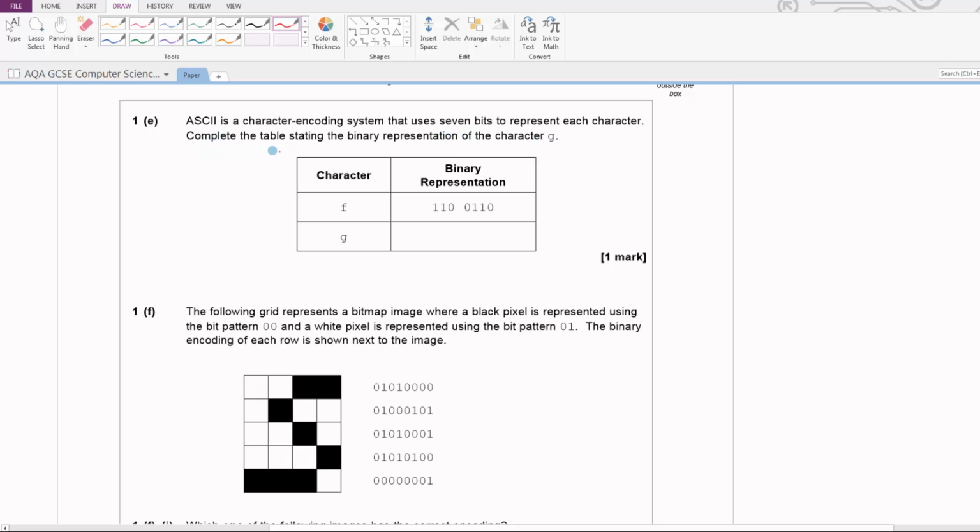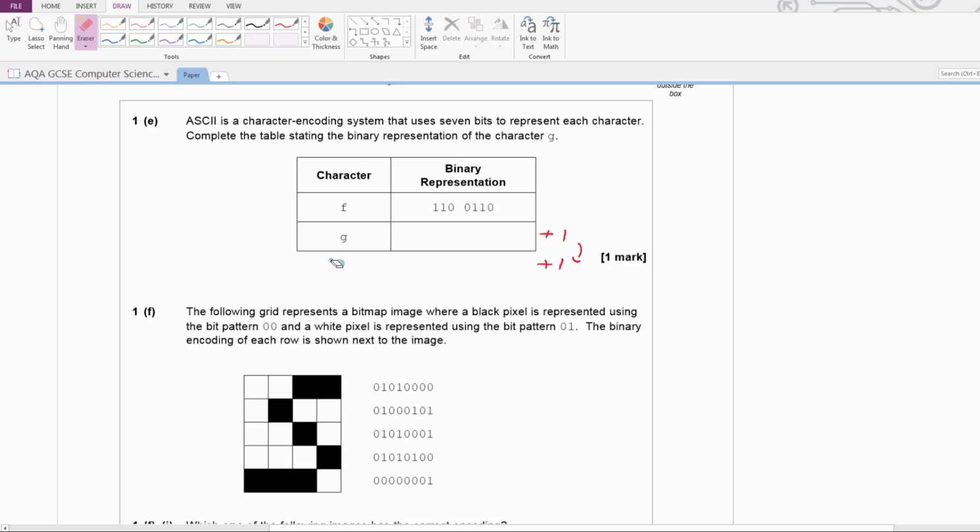It asks us to complete the table stating a binary representation of the character G. It gives us the character code for F, and if we weren't given this information, I wouldn't be able to answer this question. I don't know the ASCII codes off by heart, but what it's trying to test here is that you understand that the letters in ASCII are stored consecutively. So the character code for a letter is 1 less than the character code for the letter after it in the alphabet. G is the letter after F, where we then have H. So the character code for G is going to be 1 more than this in binary, and then 1 more than that if we had to do H, but we don't.